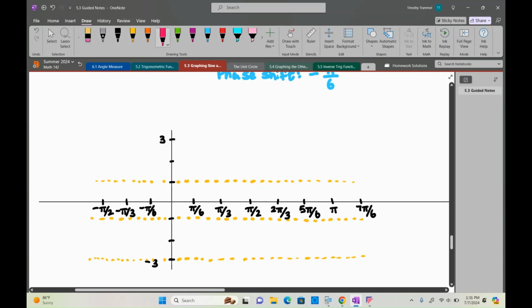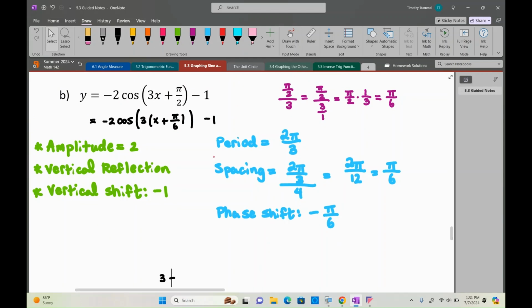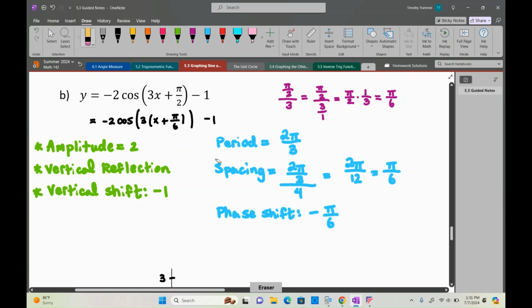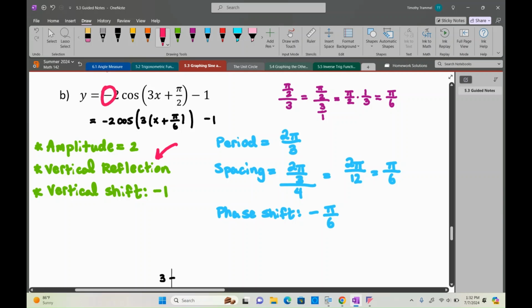All right. So again, cosine should start at the top of the wave. However, we've had a vertical reflection. So rather than starting at the top of the wave, we're now going to start at the bottom of the wave. Okay. Again, we have this reflection because of that negative right here.